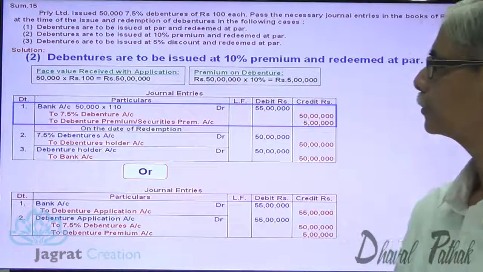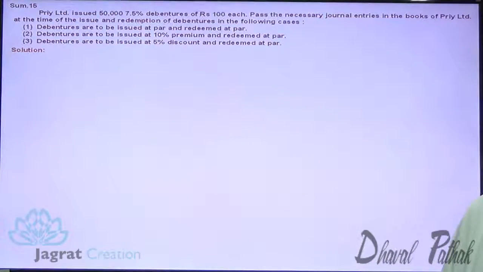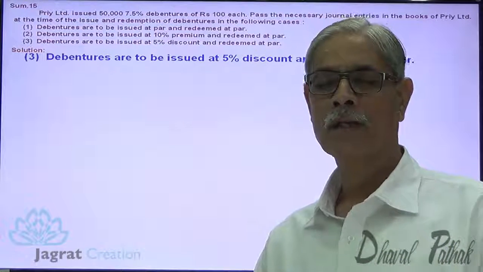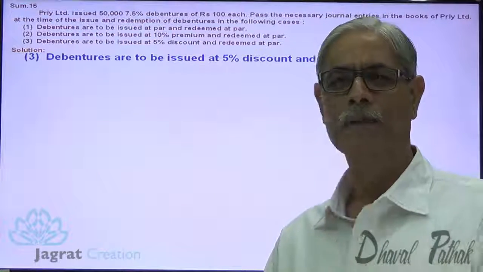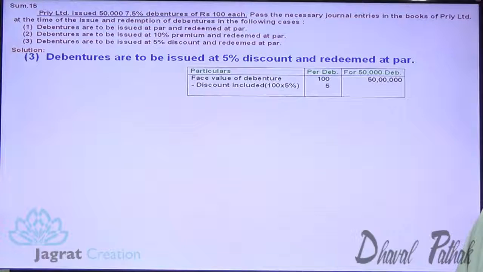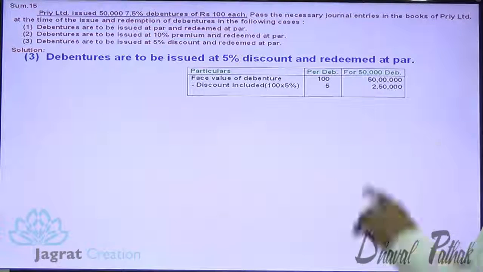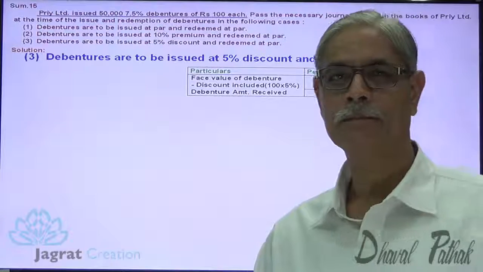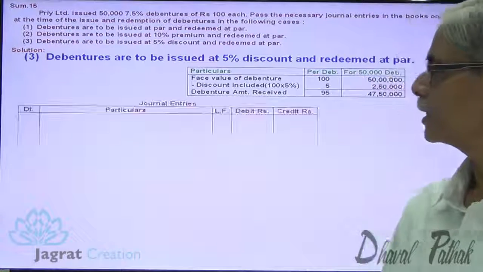Next. Debentures are issued at 5% discount, redeemable at par. Issued at a discount, so I get 5% less per debenture. 50,000 debentures of ₹100 each make a total of 50 lakhs. The 5% discount is 5 per debenture, so on 50,000 debentures, the debenture discount is 2,50,000. Amount received is 47,50,000.